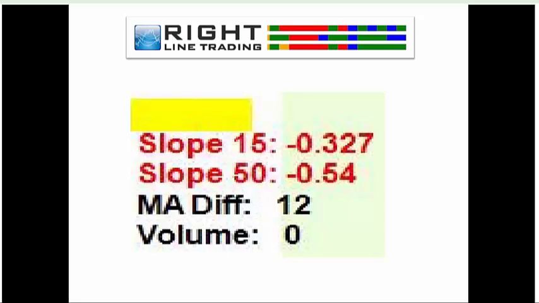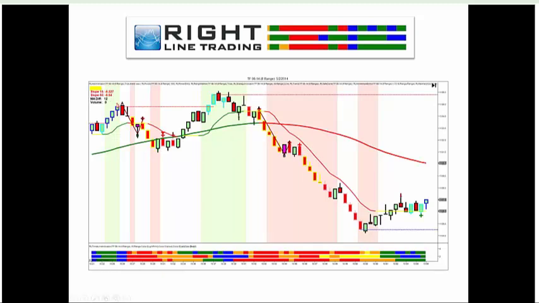what is the difference between the 50 and the 15 that creates an overbought or oversold market. And we have an indicator called the MA diff, which, and this is 12, which is 12 ticks. When the MA diff is greater than 18, we know the market is overbought. And I'm going to show that to you. You see it in the upper left-hand corner. You can see the MA diff is 12. Now, that's reading the right edge, always.